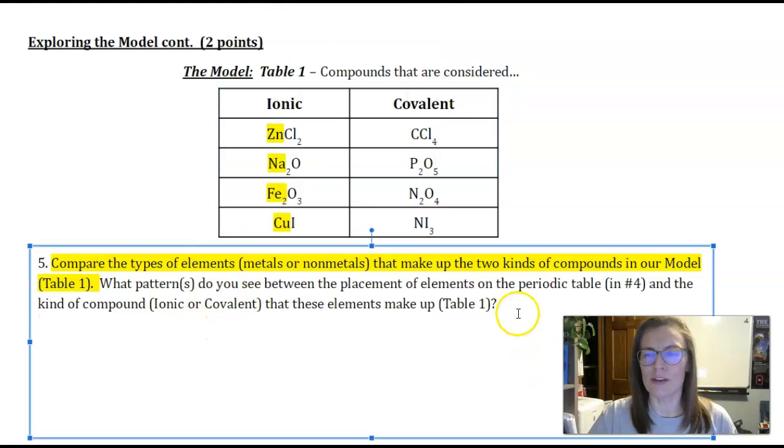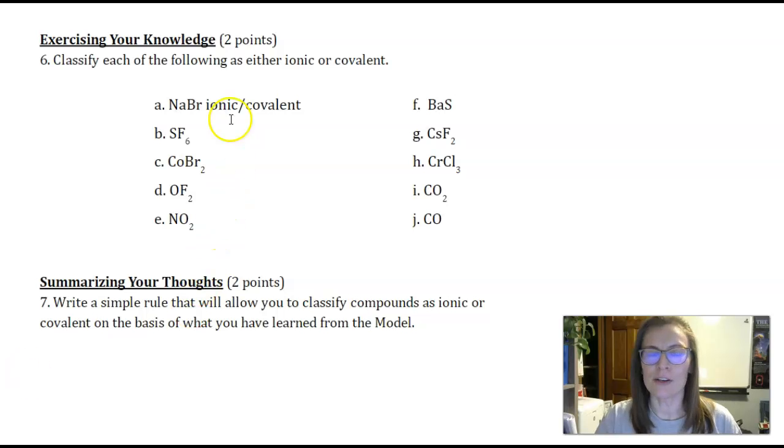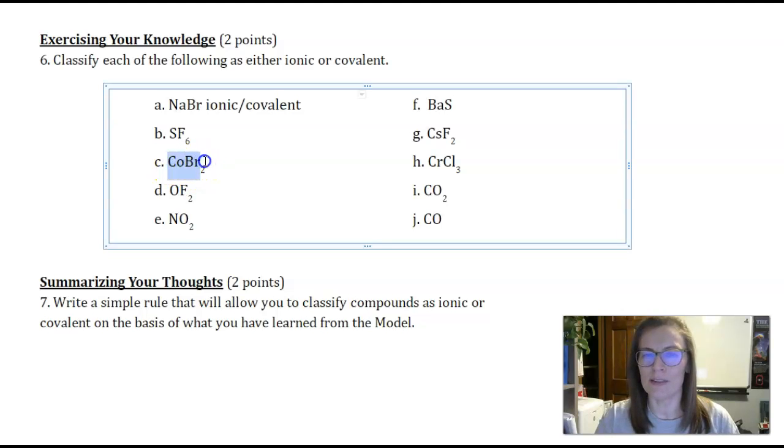If you still can't figure it out, my recommendation is to watch the video on ionic bonding that was posted after the practice assignment. Watch that video, then come back and finish this. You should be able to figure out what the pattern is by watching that video, because I know it says it pretty early on. Once you have that pattern, you're going to be able to classify each one of these compounds as either ionic or covalent. And it really does have to do with which elements make up the compound.